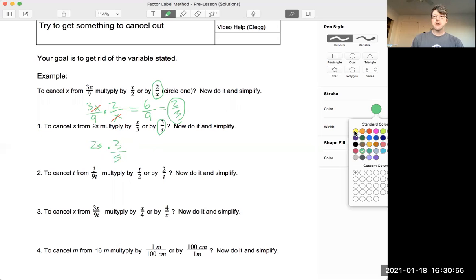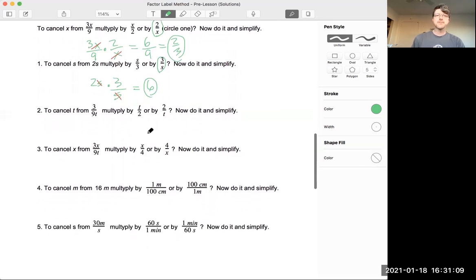And now we can cancel those out. The s is in the top and the bottom, so that cancels. And the result is 2 times 3, which is 6. That's our answer. All right, let's keep going.